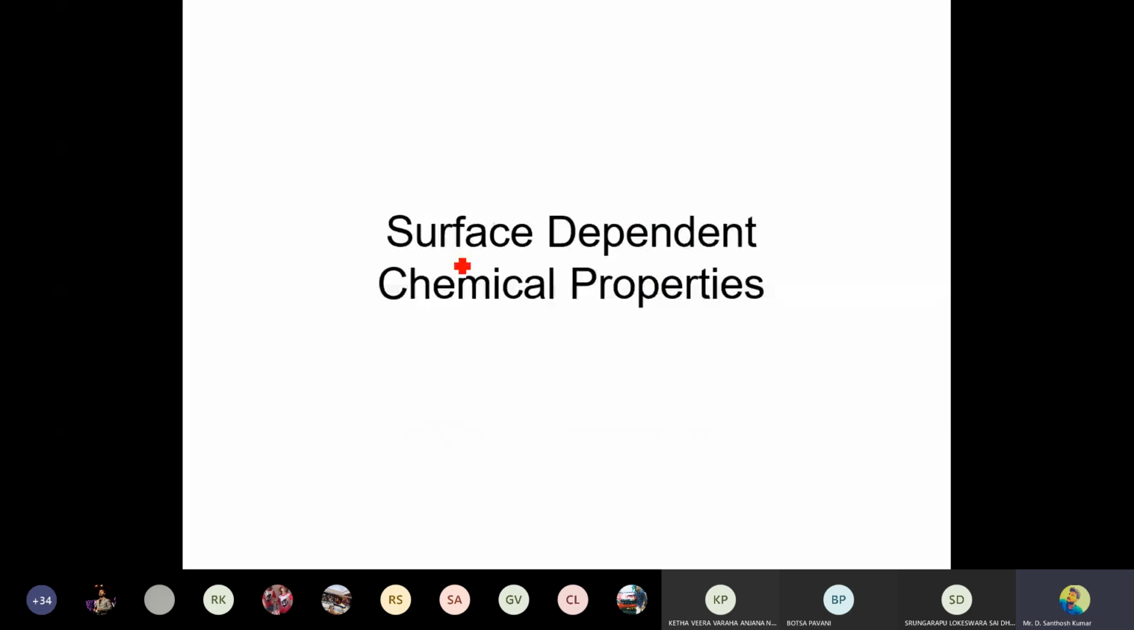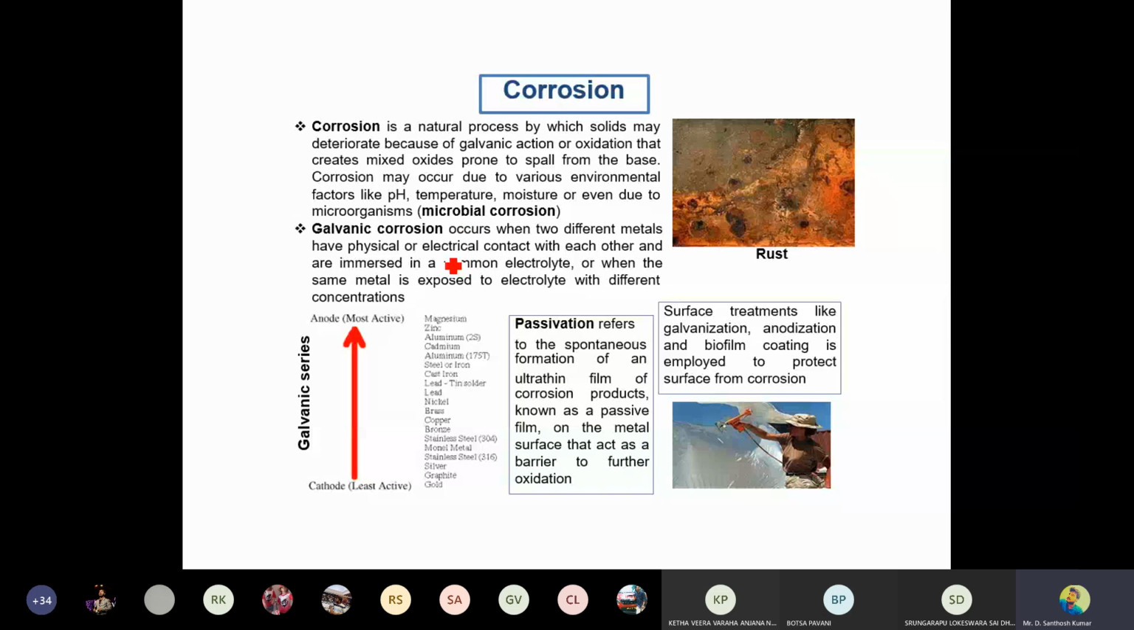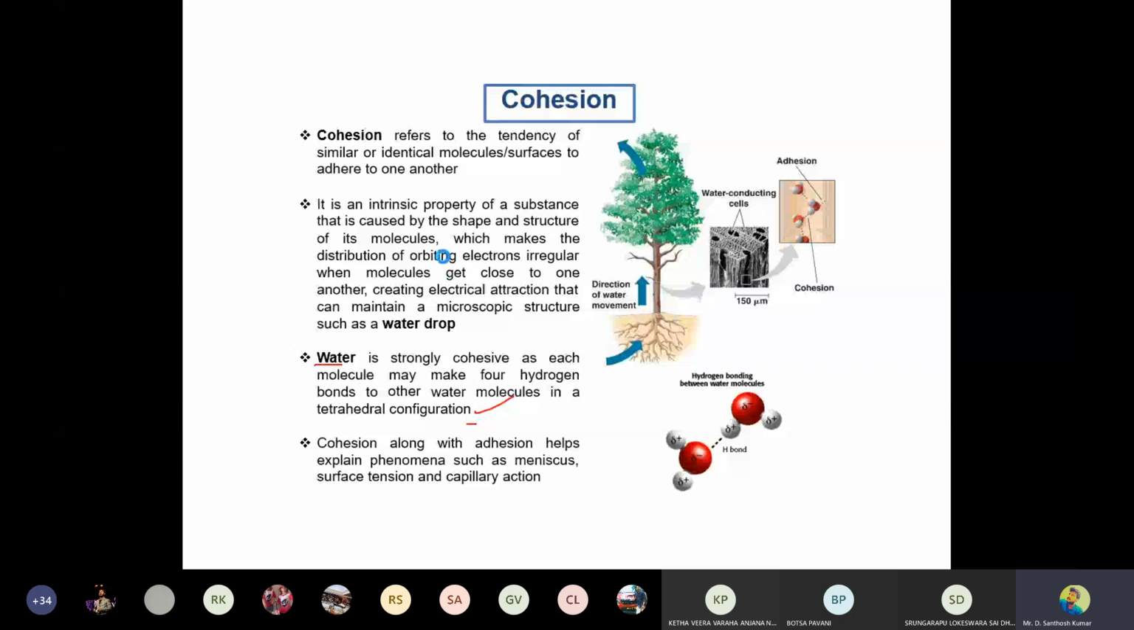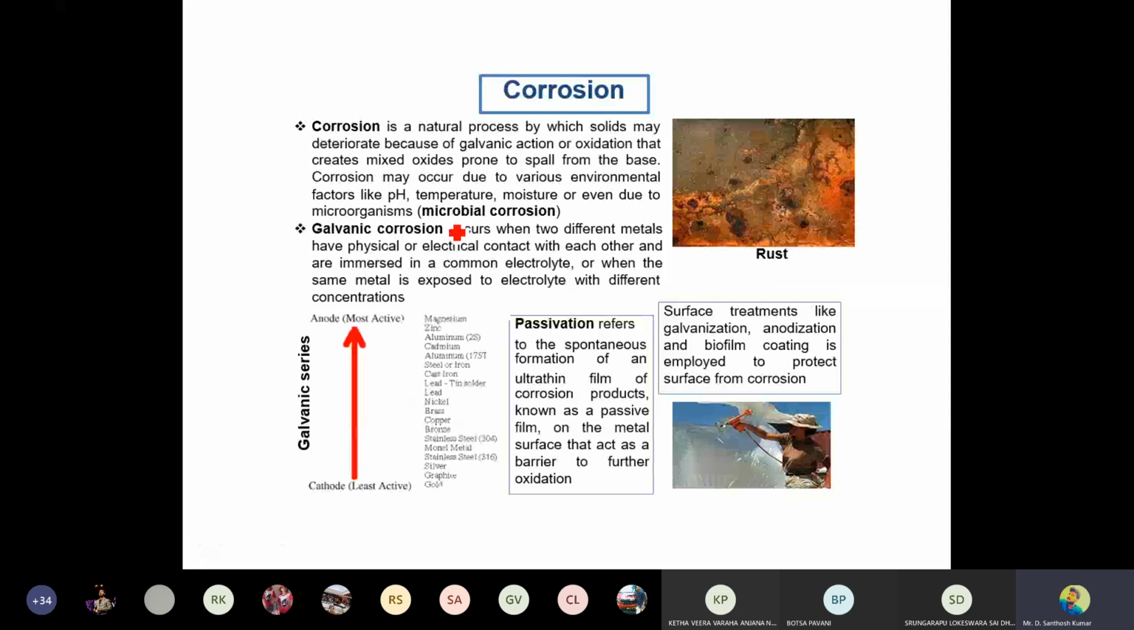So another important thing is the surface dependent chemical properties. There are a lot of examples for surface dependent properties. I have explained those chemical properties, but today I would like to go for only one, that is corrosion. Everyone knows about corrosion. It is a natural process by which solids may deteriorate because of galvanic action, or maybe it is oxidation that creates mixed oxides from the base.